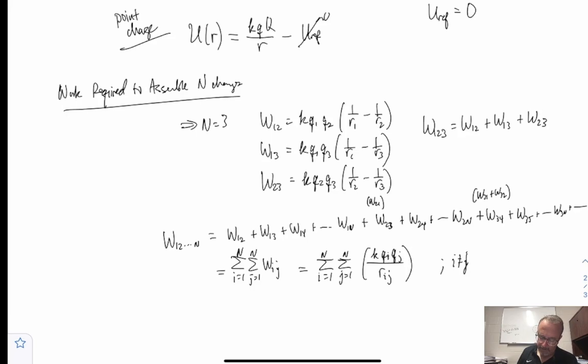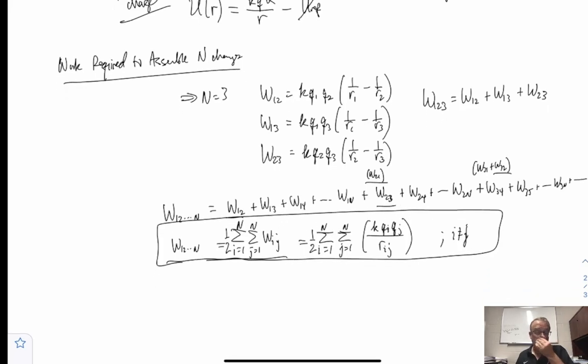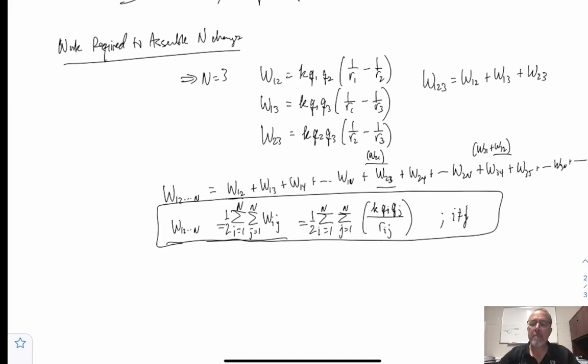But you've overcounted this because you've got duplicates. Every W12, you've got a W21. When you had a W23, you've got a W32 if you do this. So you have to take half of that in order to calculate the work done by a system of charges and or the potential energy of a collection of charges. And that's how you do that. Okay, so that's the theory behind the whole idea of electric potential energy, and next we'll define potential difference.